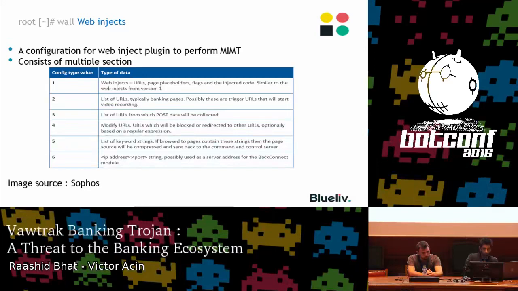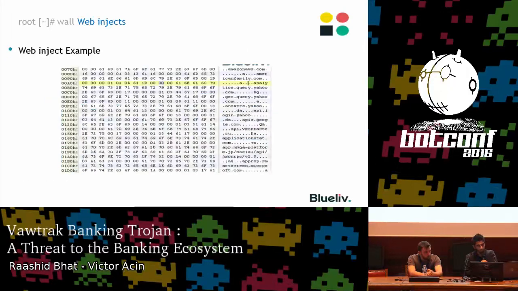Or let's say config value 2: if you visit those particular URLs, it would trigger video recording for those websites in your browser. So these are the various config value types for the web injects. And if we decode the web inject, it looks something like this, where it has metadata included, which tells us from which section the particular entry is from, and the URL.